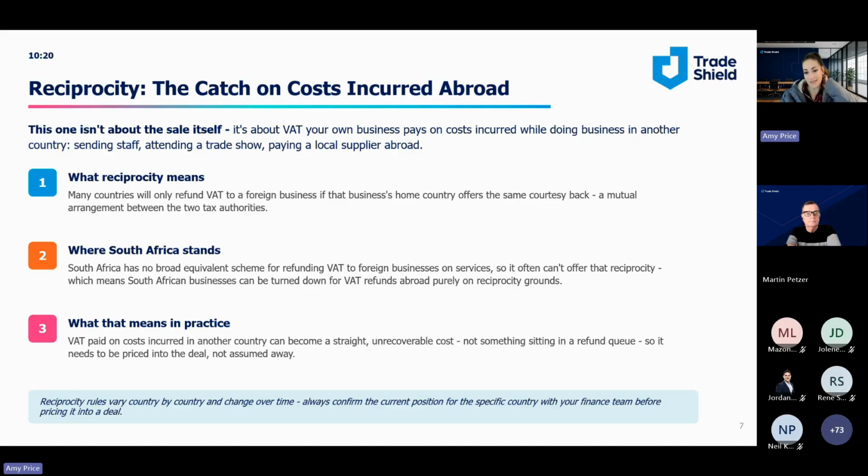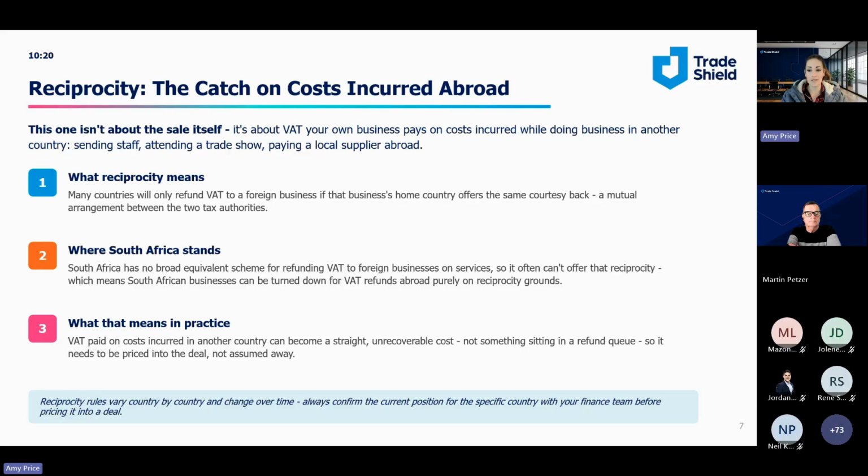And here's what reciprocity means in plain terms. A lot of countries will only refund VAT to a foreign business if that business's home country offers the same treatment in return. That's what reciprocity means. If you allow the people from my country to claim back from your country, I will allow you to claim back from my country. And if you think about what VAT does, VAT goes towards the running of a country. So when you put in petrol, it goes towards the building of the roads, it goes towards the repair. But if you don't live in that country, you are not obligated to pay towards it. That's really what it's saying.